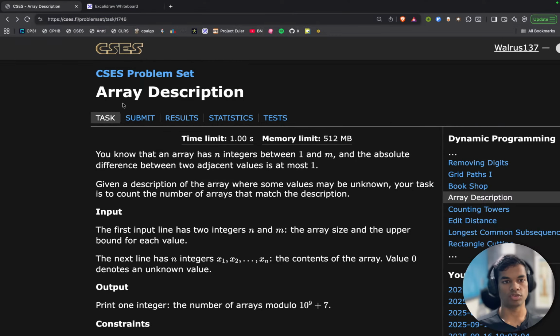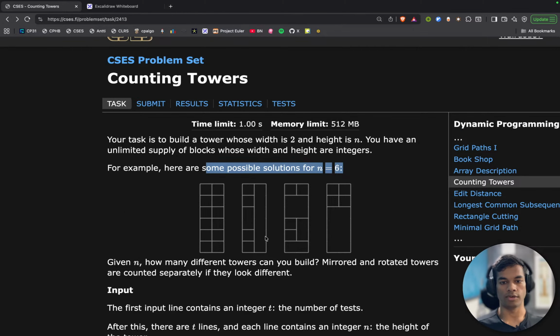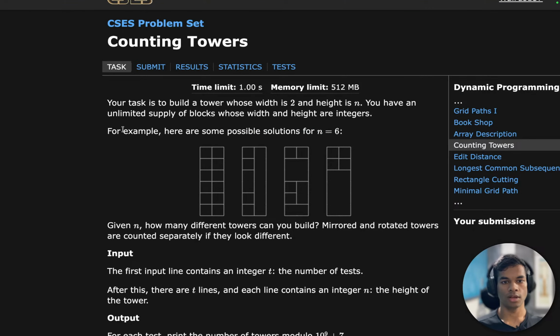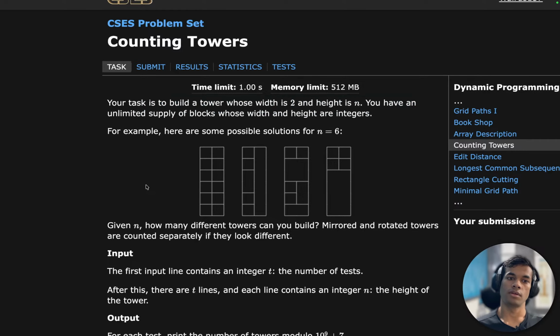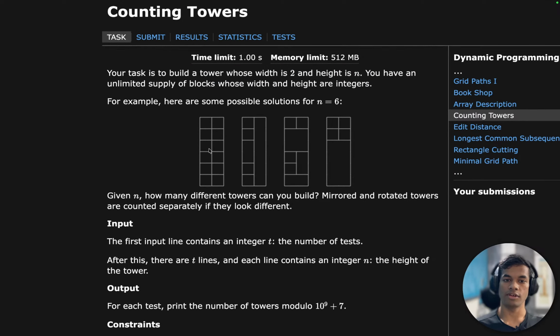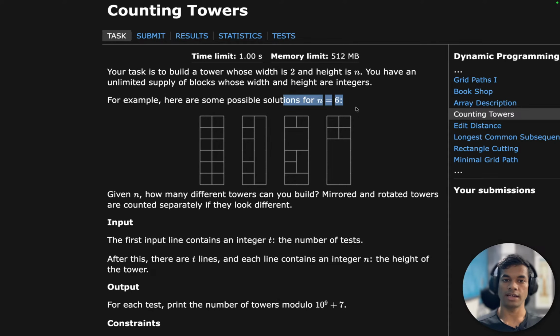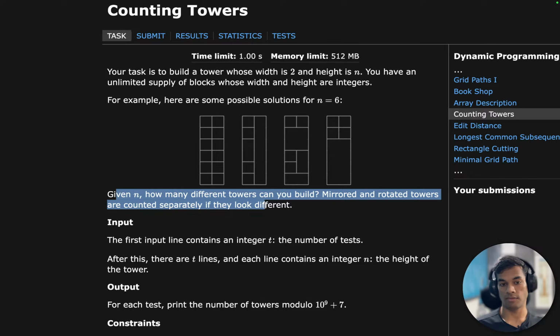Array description. Counting towers. For example, here is the solution for n equals 6. Some possible solutions. Okay, and we have an unlimited supply of blocks whose width and height are integers, and our total tower's height is 6 and width is 2. Given n, how many different towers can you build? Mirrored and rotated towers are counted separately if they look different.